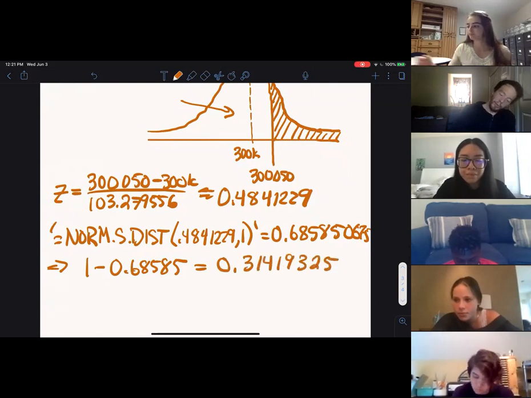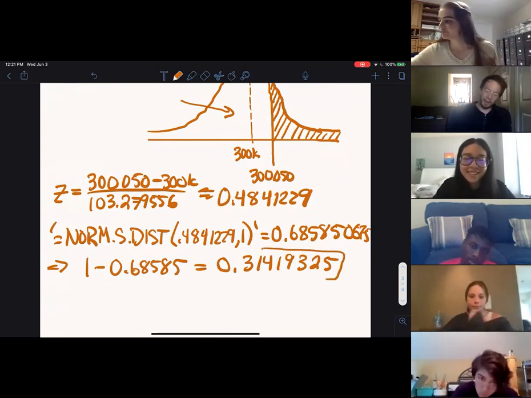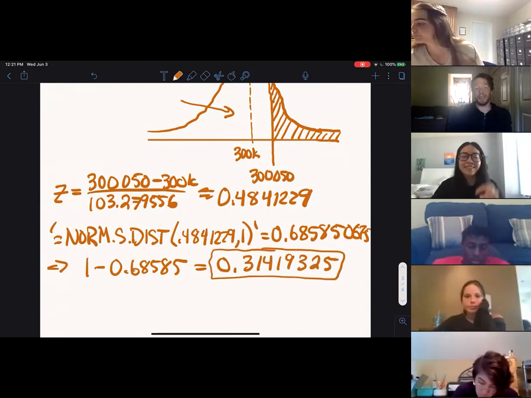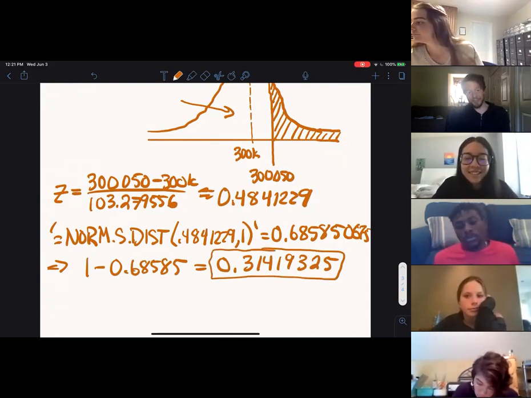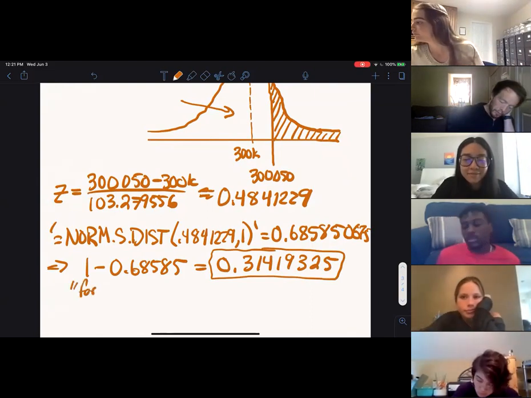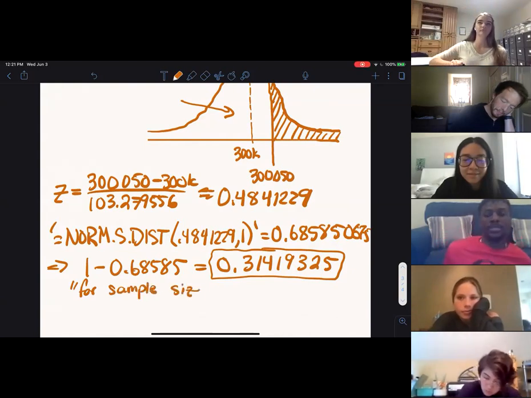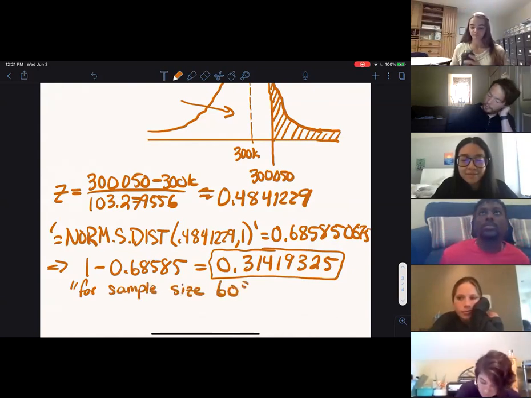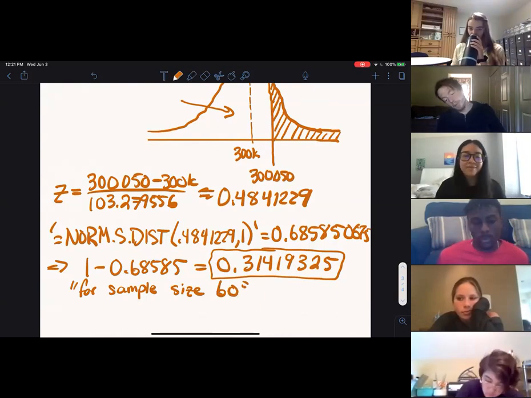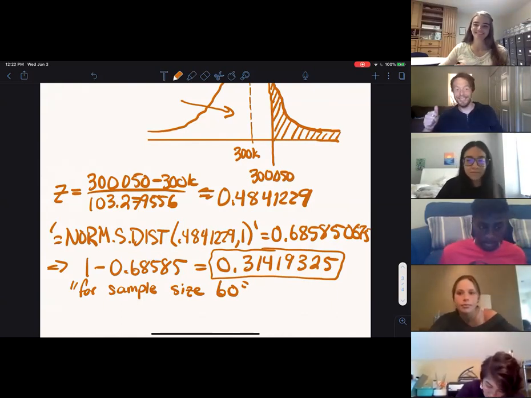With 0.31419325 probability, we will observe a sample mean at or greater than 300,050 calories. And recall, this is for sample size 60. All right, and that is how you apply the central limit theorem. Any questions on this before we move on to our exciting new topic? Good?